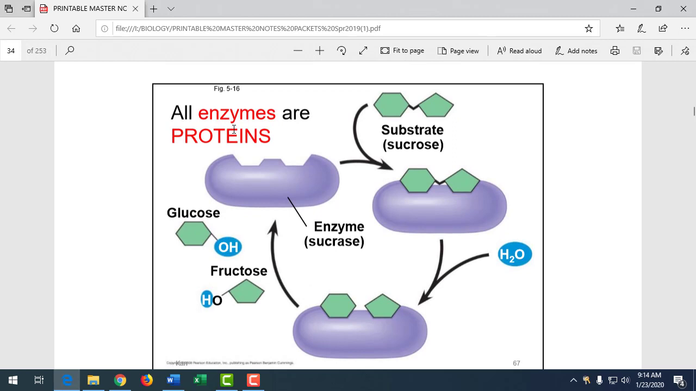So enzymes are proteins. So you have an enzyme like sucrase, for example. It needs to digest or break this bond of sucrose. So we call sucrose the substrate. And it binds to the enzyme, and that enzyme breaks that bond and releases the two monosaccharides that make up sucrose, which is glucose and fructose. So it breaks that bond, and that enzyme is reused again. So the enzyme is not used up in the reaction. It just interacts with the substrate. In this case, the substrate is sucrose, breaks the bond, and it can be reused over and over and over again.